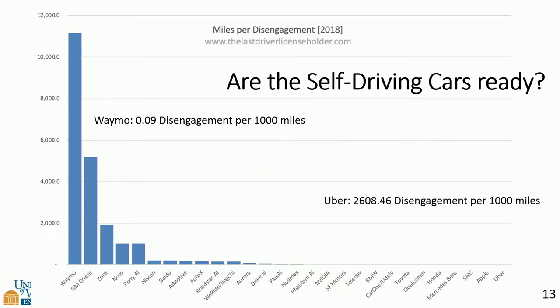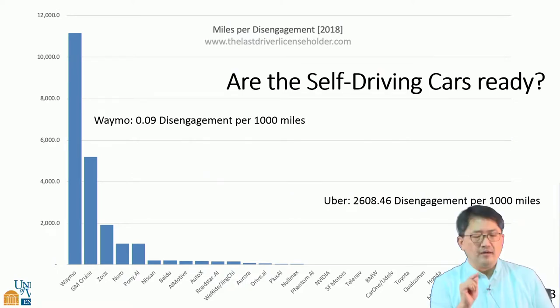And in return, they are reporting a number of disengagements, or what used to be called a takeover. So disengagement means that there's a safety driver and he or she thinks that I have to take over. So automated vehicles are being disengaged for a short-term period. And then this bar is showing how many miles they drive to get one disengagement.